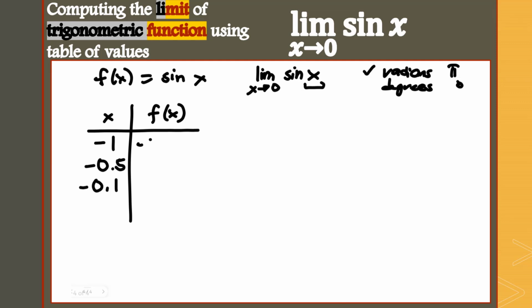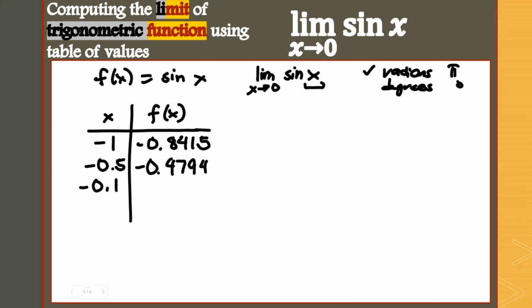You have -0.8415, approximately, rounded off to 4 decimal places. By this value alone, you cannot tell the limit of sin x as x approaches 0 from the left. So let's continue with the rest of the values. Again, plugging them in your calculator, make sure that your calculators are in radians. You will have -0.4794, approximately, in 4 decimal places.